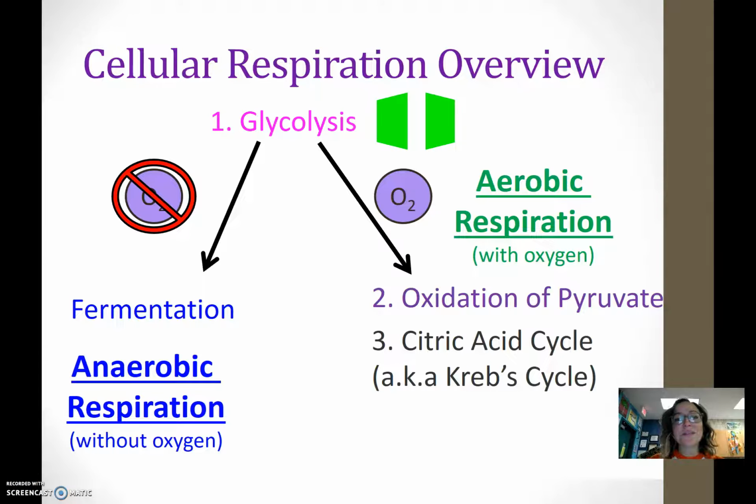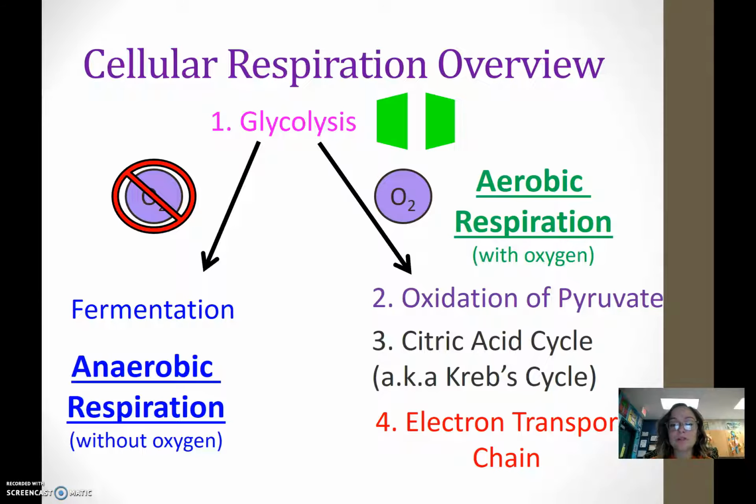So in cellular respiration, there's two kinds. We have anaerobic and aerobic respiration. In this video, we will be finishing up our aerobic respiration, which is what occurs when there's oxygen. In a previous video, we looked at glycolysis, the oxidation of pyruvate, and the Krebs cycle. And so here, we'll be finishing off with the electron transport chain. Following this, we'll look at fermentation and what happens when conditions are anaerobic.